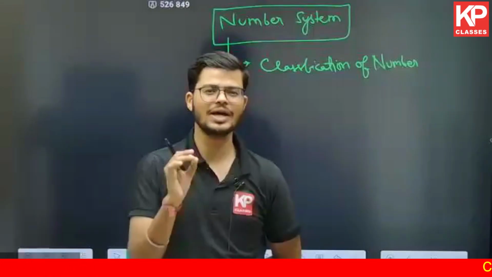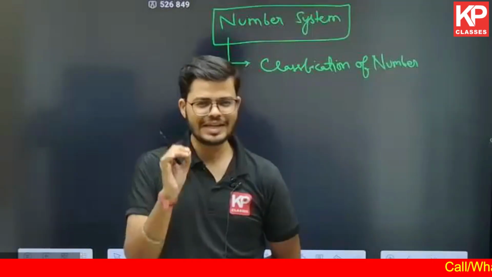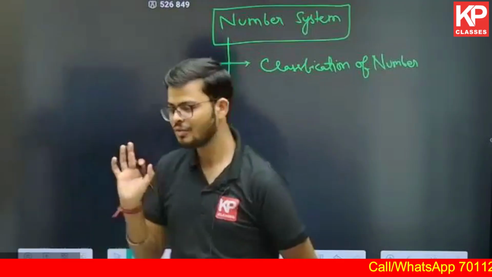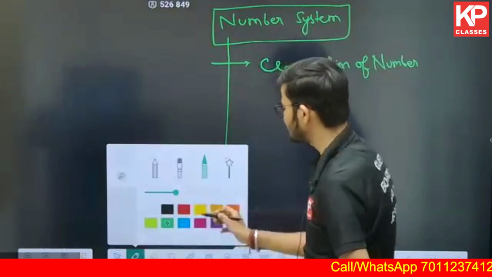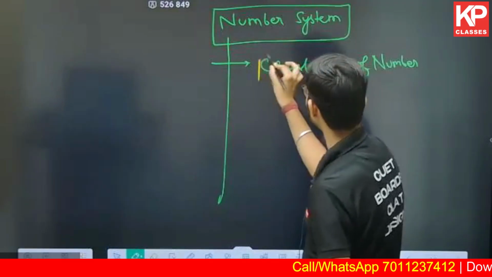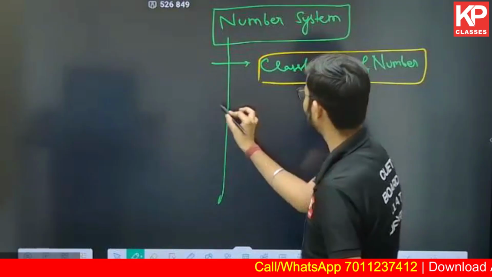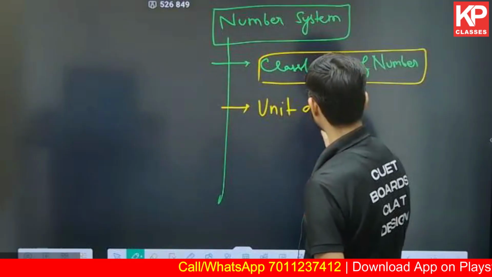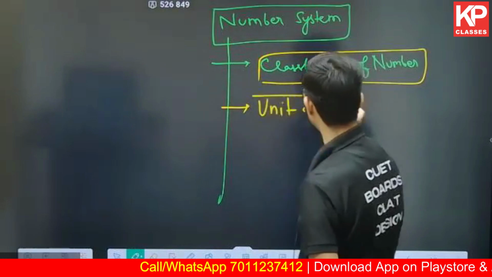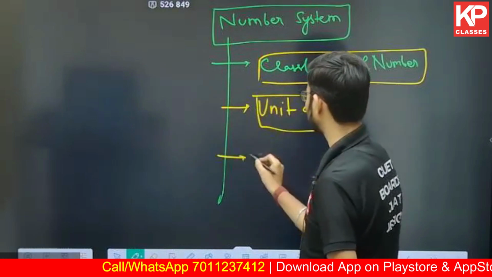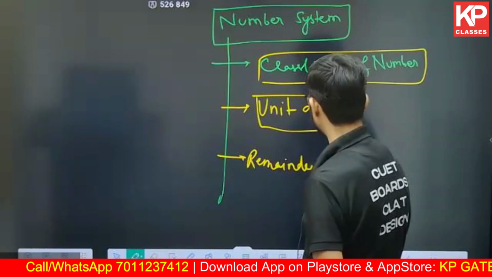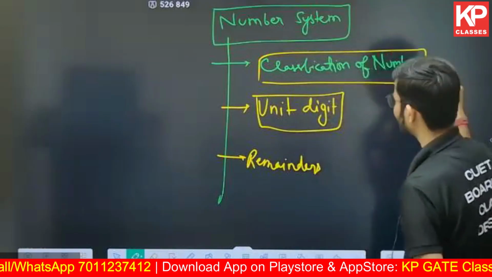So we need to understand the classification of numbers, and then we'll understand what type of questions can be asked from this part. This is the first topic we'll discuss, the classification of numbers. Then the second thing is going to be unit digit. And the third thing we'll discuss is going to be remainders.